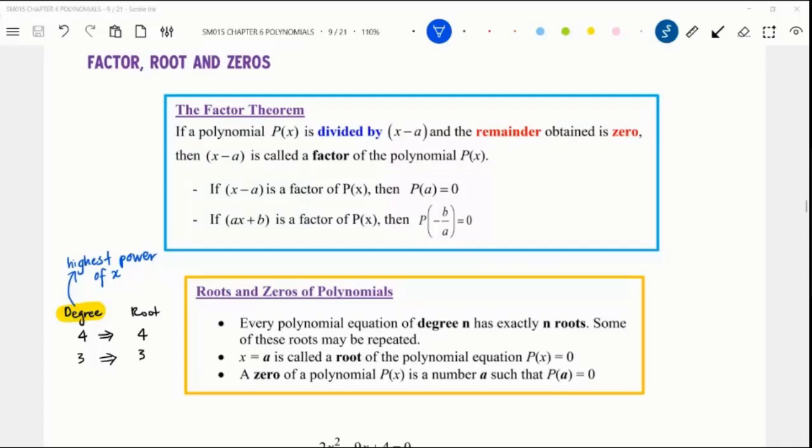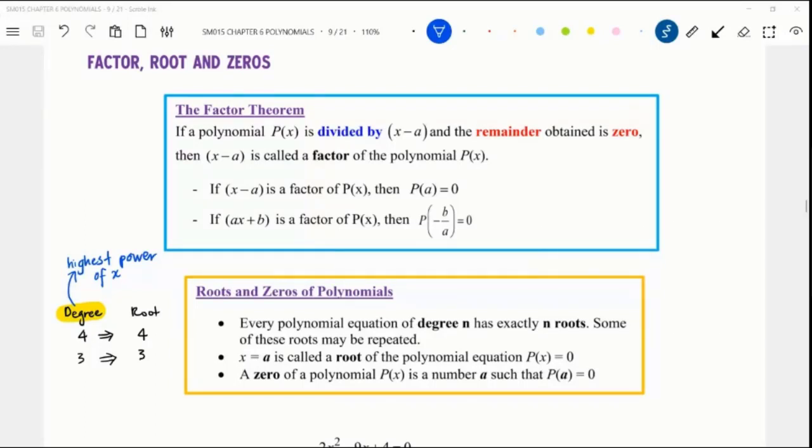For today, we continue with 6.2, where we have done the remainder theorem. So today we continue with the factor theorem in order to find the factor, roots and zeros. And then we go through 6.3, the last subtopic for chapter 6.